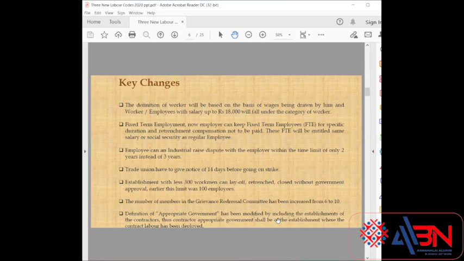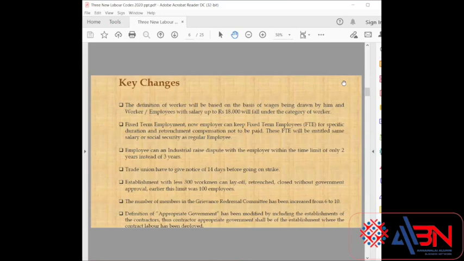Earlier, any establishment with 100 workmen had an exemption and did not need any approval from the government for prior retrenchment or closing down. But now this limit has been increased to 300, meaning any organization or unit having up to 300 workmen does not need any approval from the government. They can just close down without any approval, but earlier it was only 100. So this is one pain area for the employees, and this has been given to the small setups for ease of business.